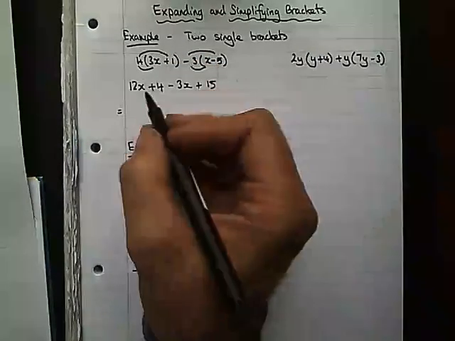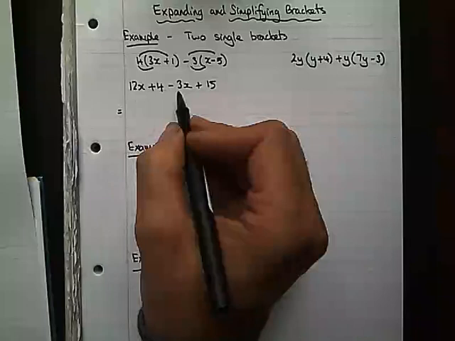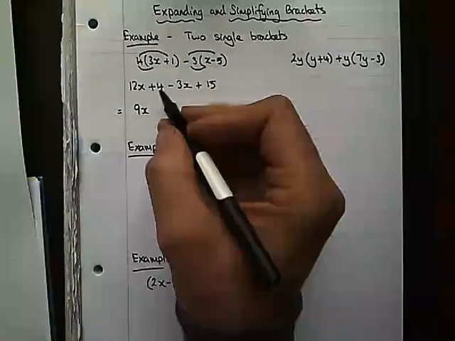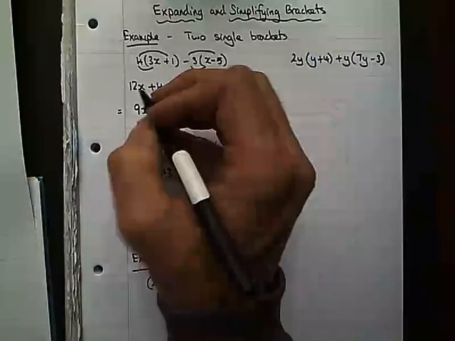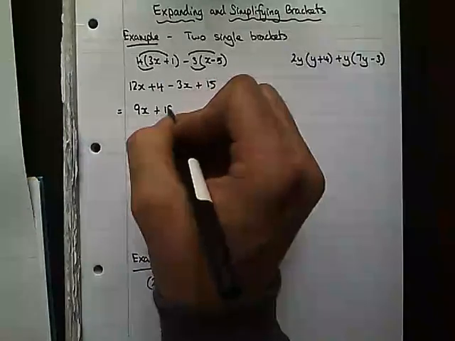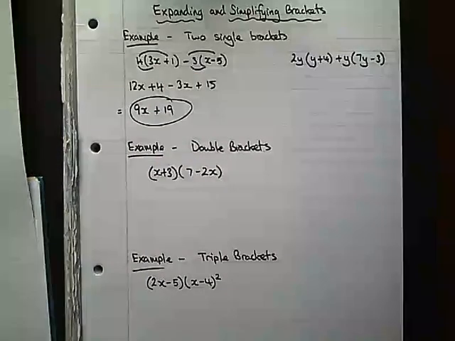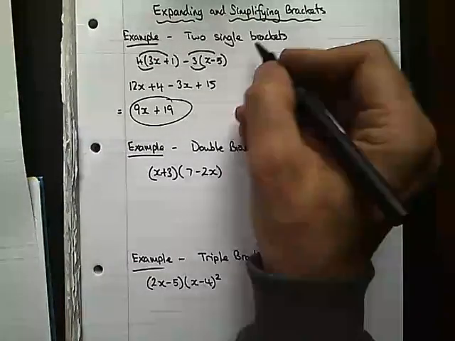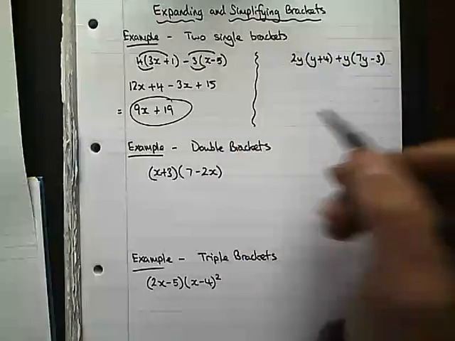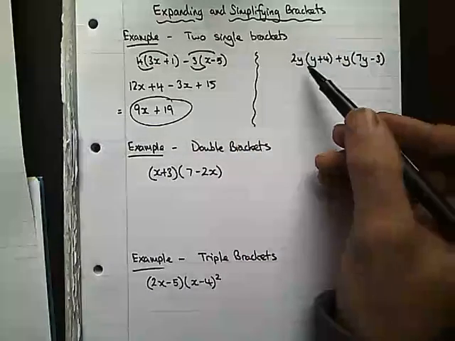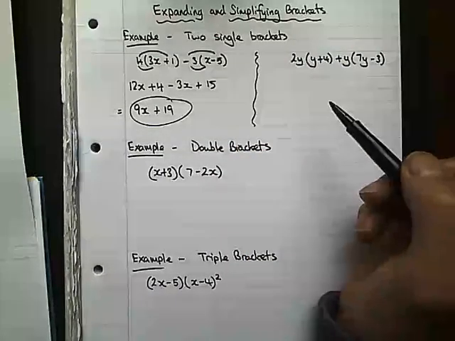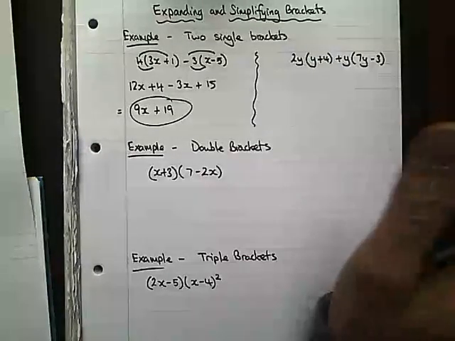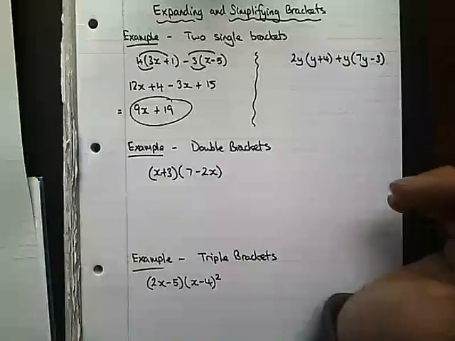So we've got x's, we've got 12 of them, and then we're taking away 3 of them, so we get 9x. And we've got plus 4 plus 15, so we get plus 19. And there you go, expanded and simplified two single brackets. Right, so the second example, when we expand this out, we're going to have a y times y, which gets us a y squared. So we then simplify afterwards anything that's similar in any of the terms, okay? So let's have a look.